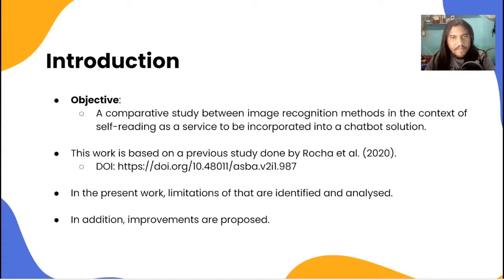This work is based on a previous study done by Roche et al. However, in the present work, limitations of that study are identified and analyzed. In addition, improvements are proposed.